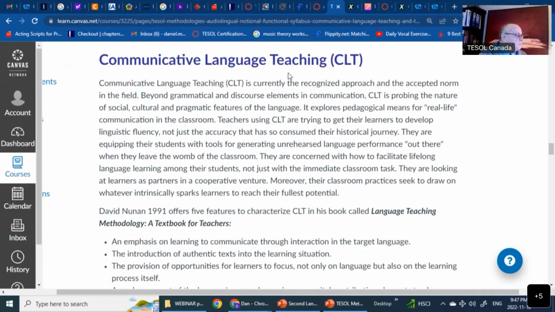It's currently the most widely recognized approach and the accepted norm in the field of language education. And I like to describe the communicative language teaching approach as one that does pull the best items from many other methodologies and approaches before it and pulls them together into one spot, which the student can take full advantage of and reach into different pockets of different approaches from previous eras, previous times.